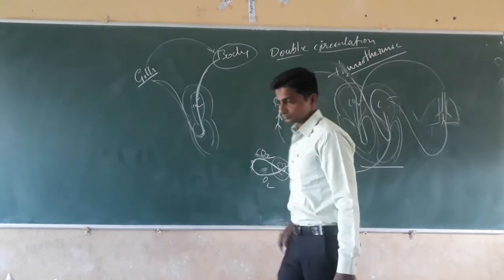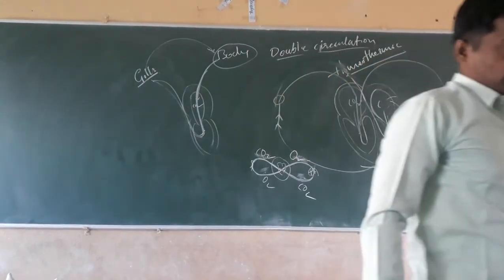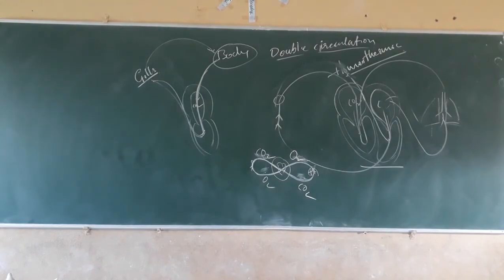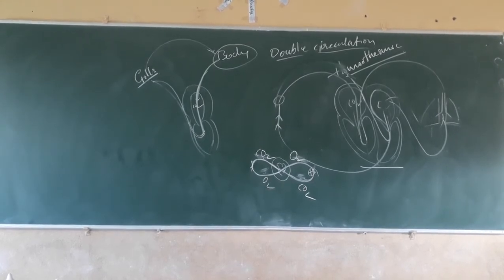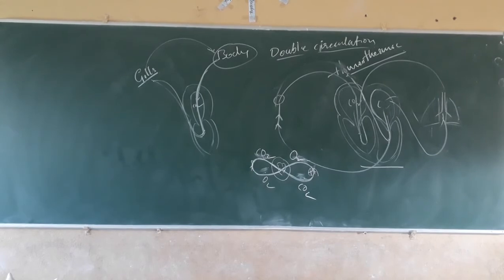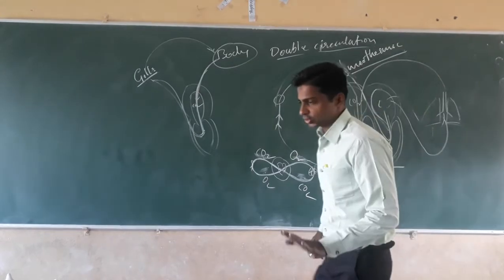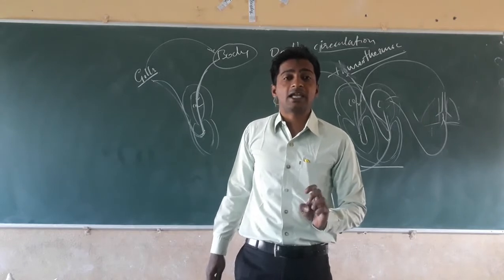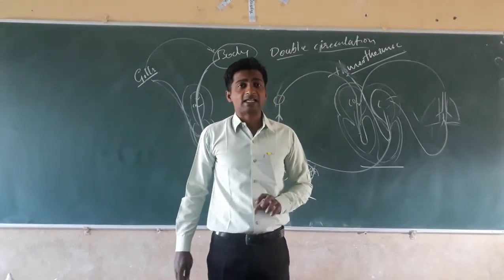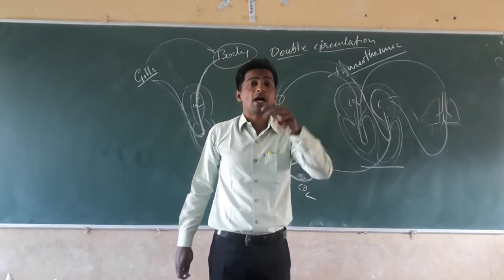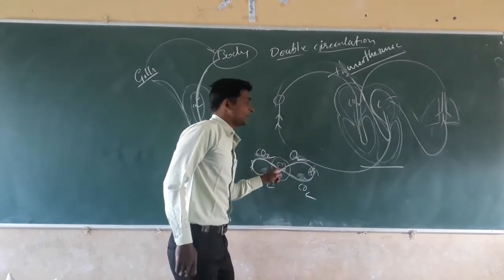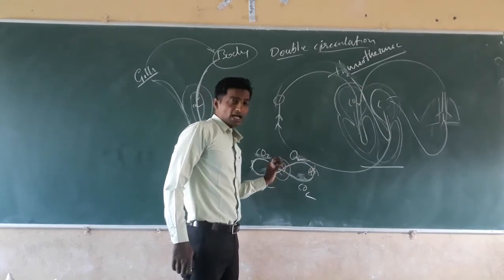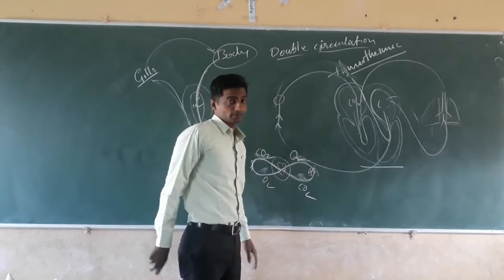Double circulation. Double circulation is a type of circulation in which the blood enters the heart twice in each cycle. It occurs in animals with a four-chambered heart, and in each cycle the blood enters the heart twice.